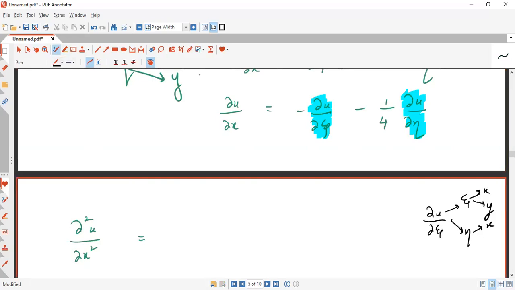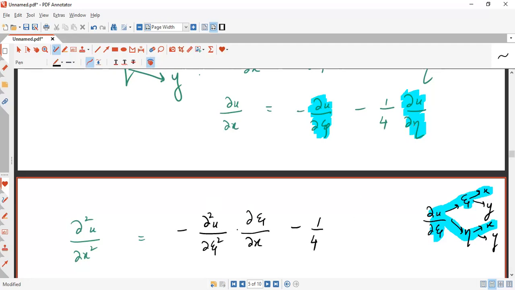So if you have to differentiate it with respect to x now, that means you have to go through this xi again. Again, if you have to differentiate with respect to x, that means you have to go with eta as well. So again, do it: minus of what? Here, del u by del xi. It will become what? Del square u by del xi square into del xi by del x, right? Minus 1 upon 4. What will happen to this del u by del eta? It will become what? Del square u by del eta square.